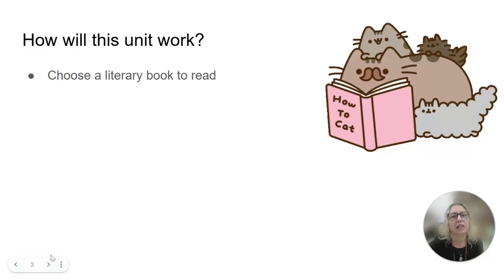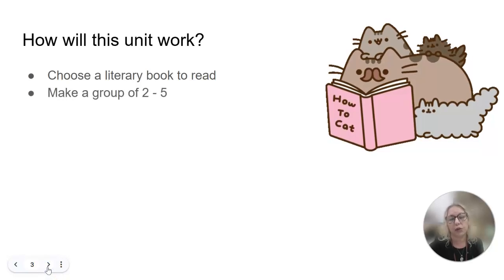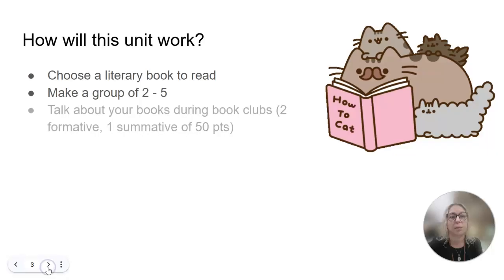First of all, you get to pick your book, and I am going to give you some parameters. I want you to choose a literary book instead of just any old book, and I'll explain what that means momentarily. You will make a group with at least one other person, and you can be up to 5 people total. So one other person up to 4 other people, but everybody needs to be reading a different book.